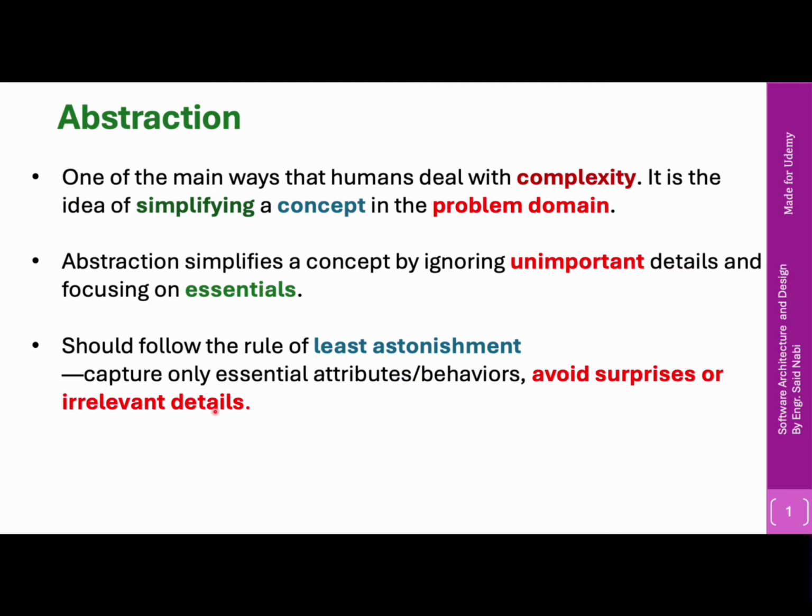For example, if we take an example from e-commerce, we don't need to show irrelevant details to the user. The irrelevant details may be the routing of trucks, or the layout of the warehouse. We just need to show the essential details, like the product image, title, price, description, and things like that.